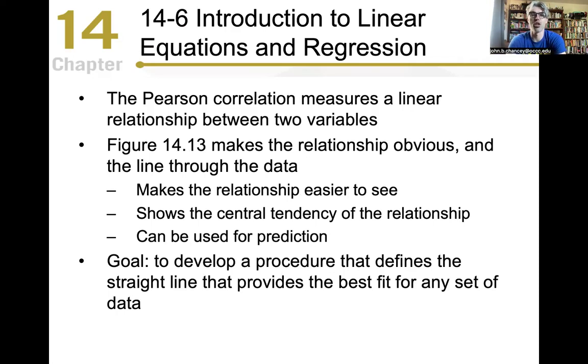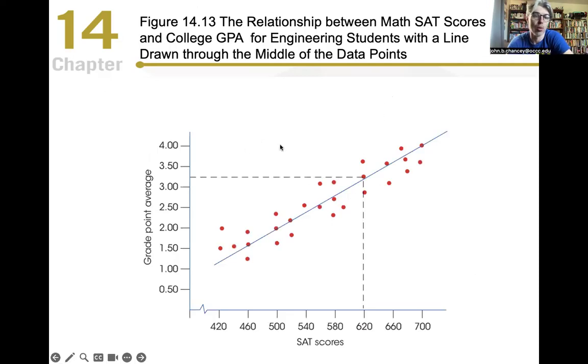So the purpose of using linear equations and regression is to develop a procedure that defines a straight line that is the best fit for our data. We're looking for the line of best fit is the terminology you'll hear. So you can see the relationship between GPA and your SAT scores. We can see there's a linear trend in that data. This is our line of best fit that captures what's going on between these two variables and minimizes the amount of error. And that's the purpose of the linear regression, is to minimize error and capture that relationship with a straight line.